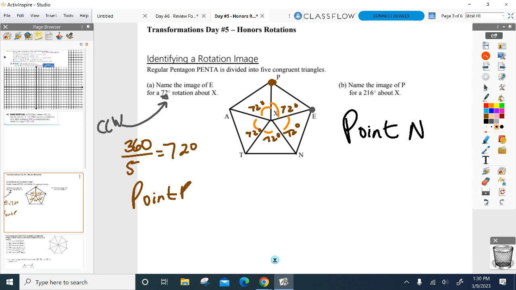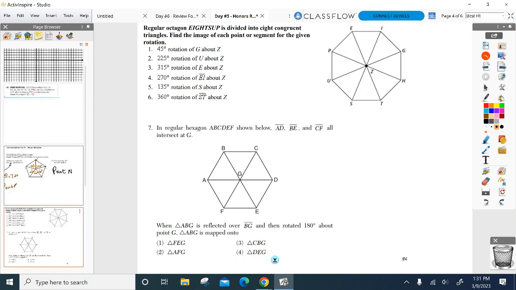Everyone seeing that? P to A is 72. P to T is 144. P to N, 216. Questions, comments, any concerns yet? All right, pentagon. Let's go to an octagon. 8's up. Anybody? 8 sides?